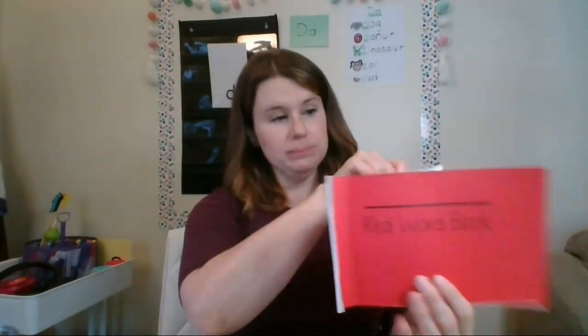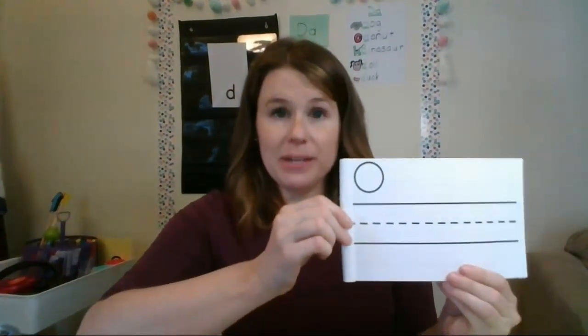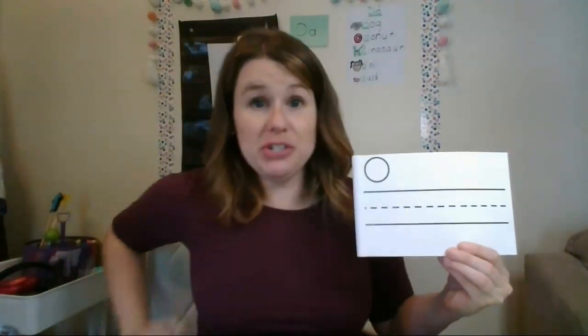Remember, if you don't have your red word book at home with you, that's okay. Just use a piece of paper. Or you could also use a whiteboard and a marker. Just make sure you're writing the word and saying the letters with me. I'm going to open up to my next page in my red word book, and I'm going to show you how I write the word can. Then it'll be your turn to write the word can.